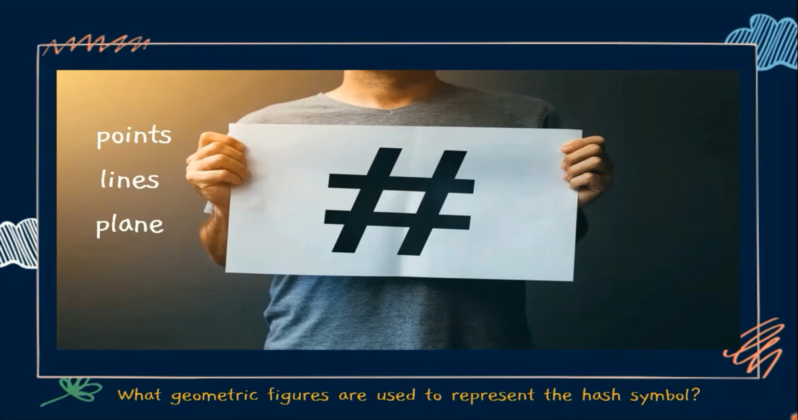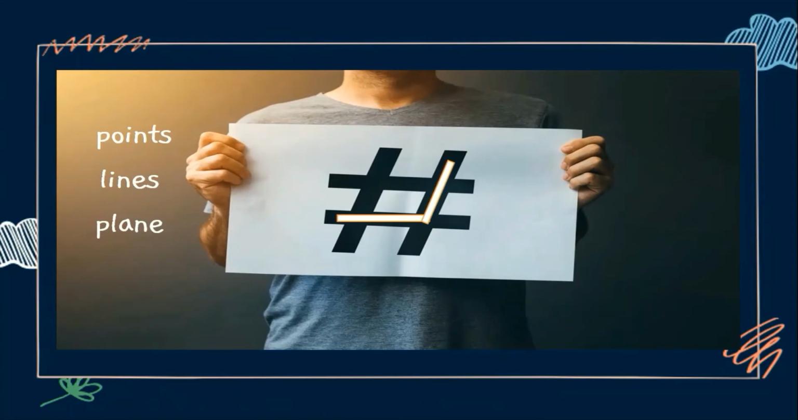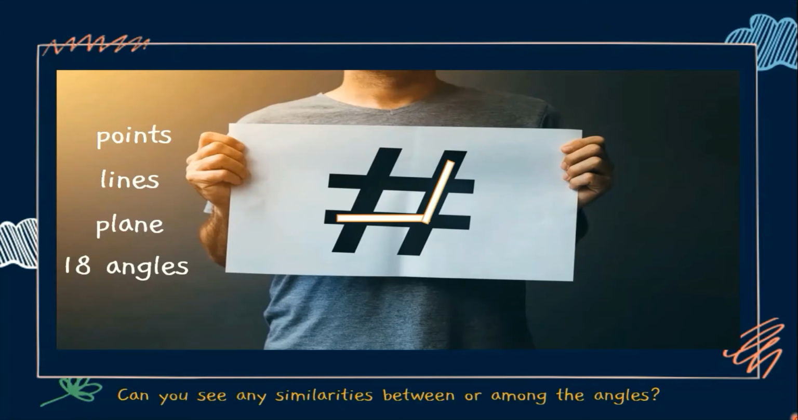Aside from the 3 undefined terms, this hashtag symbol also has angles. And there are actually quite a few angles in this hashtag symbol. One big angle, 17 na, and another big angle. Yun lang. So, all in all, meron tayong 18 angles formed in the hashtag symbol. Can you see any similarities between or among the angles? Meron nga bang pagkakapare-pareho yung mga na-form natin ng mga angles from this illustration of the hashtag symbol?